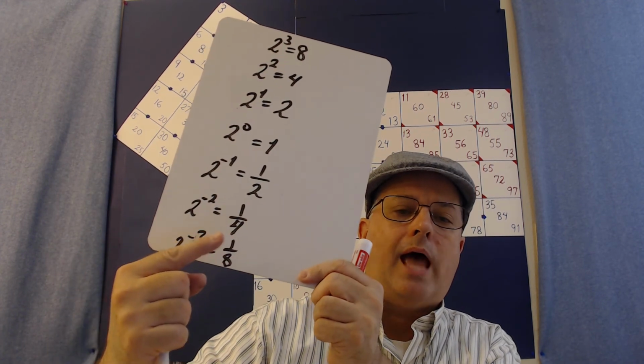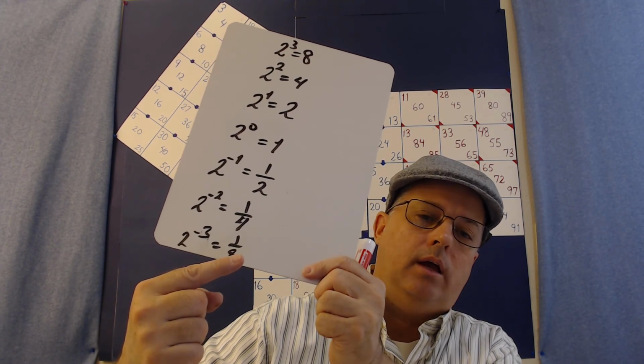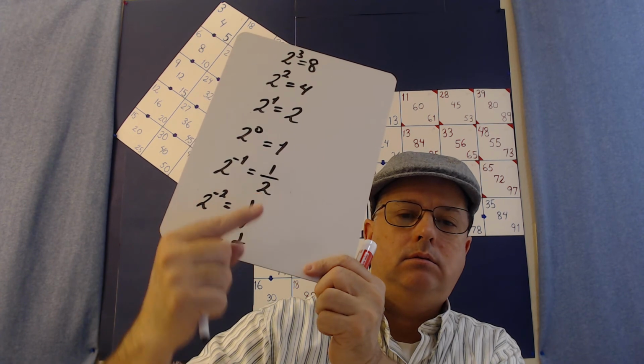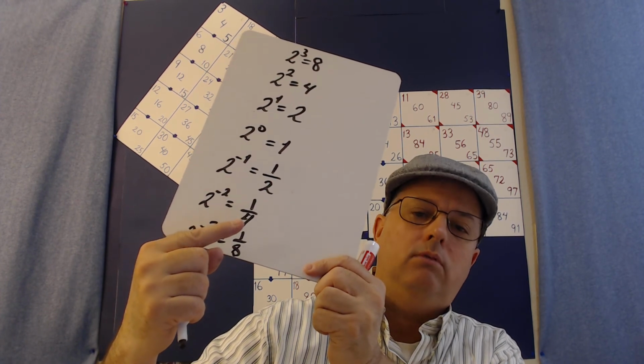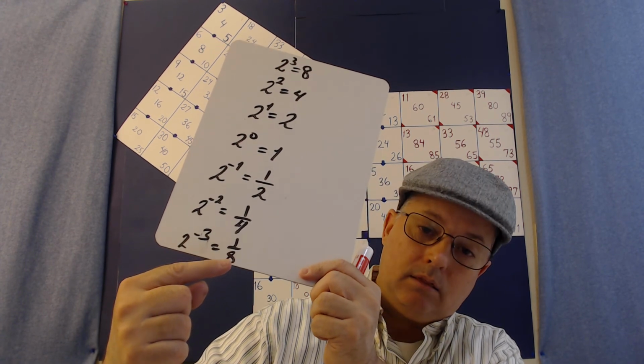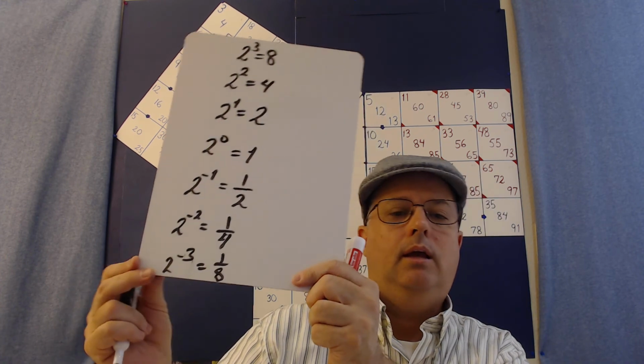And then what's half of a fourth? Well, that's an eighth. Okay? Slice a pizza one time, you get half of a pizza. Slice the pizza 2 times, you get fourths. Slice the pizza 3 times, and you get eighths. Right? Okay. 2 to the negative 3 is an eighth.